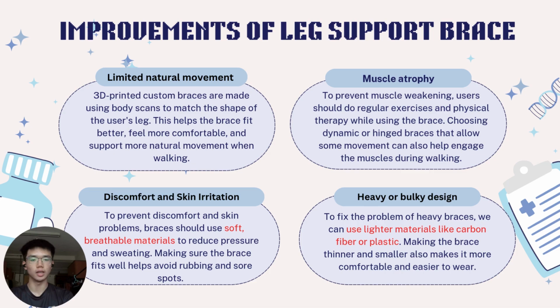The next is to prevent muscle weakening. Users should do regular exercise and physical therapy while using the brace. Choosing dynamic or hinge braces that allow some movement can also help engage the muscle during walking. The third, to prevent discomfort and skin problems, braces should use soft, breathable material to reduce pressure and sweating. Making sure the brace fits well helps avoid rubbing and sore spots.